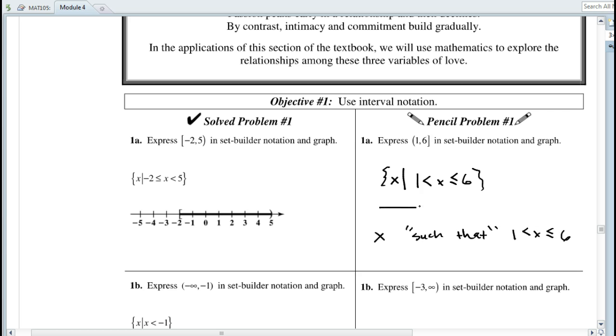And then graphically that would look something like 1, I do an open dot, up to 6 with a closed dot, and then shade in between. It's a little bit harder for me to draw it like this, but you see what I mean. Here they have less than or equal to, and it gets the square bracket, and here we have strict inequality, and it gets an open parenthesis.